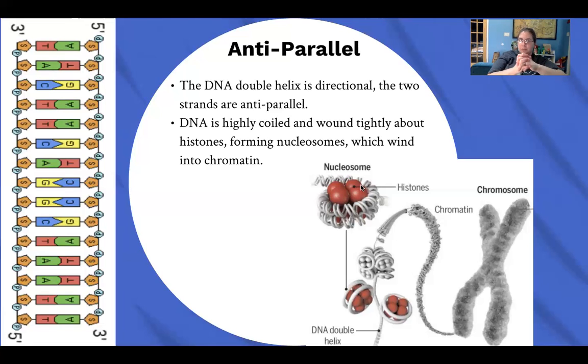So think of it like, I wish I had a piece of string right now. So my fingers are each histones. I wrap the DNA around that histone, wrap it around that histone, wrap it around that histone, wrap it around that histone. Then I take all those histones, put them together, and coil that up. That is the nucleosome. And then we take a whole bunch of those nucleosomes and we supercoil them together, and that's how we get the chromatin.